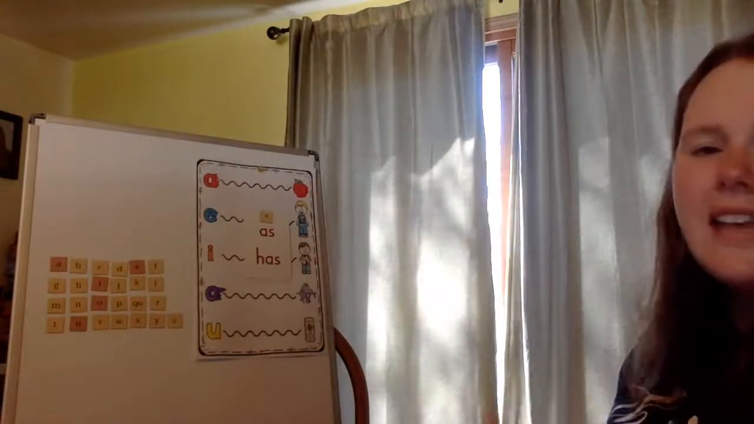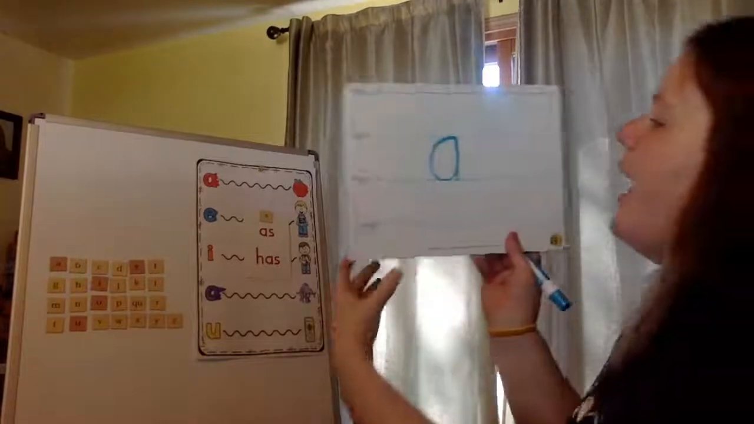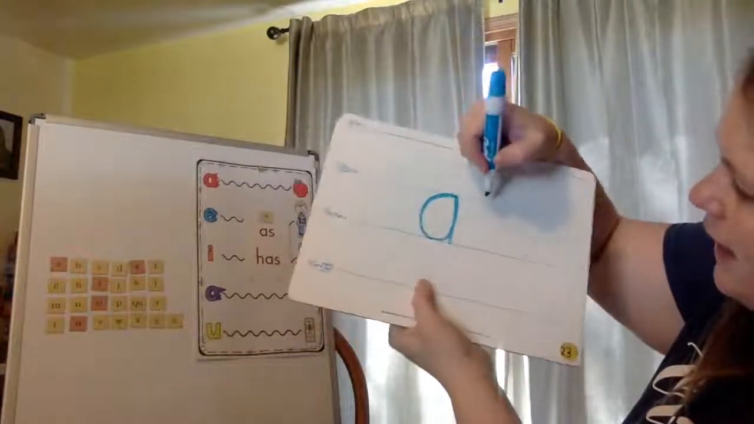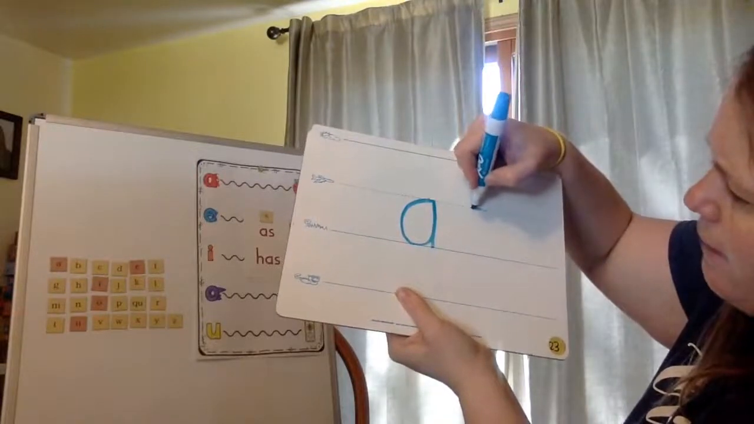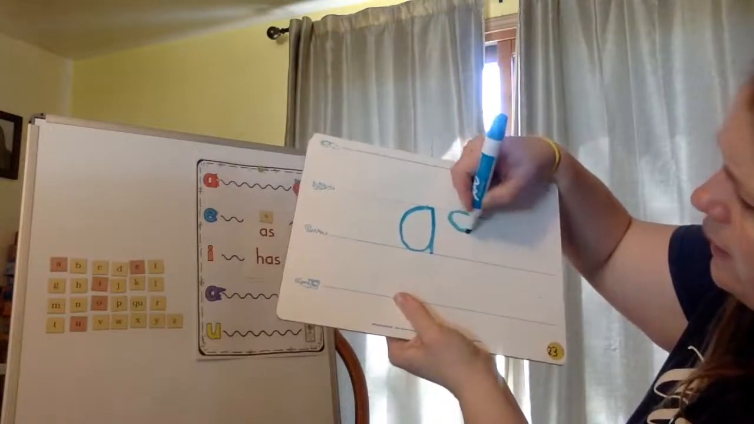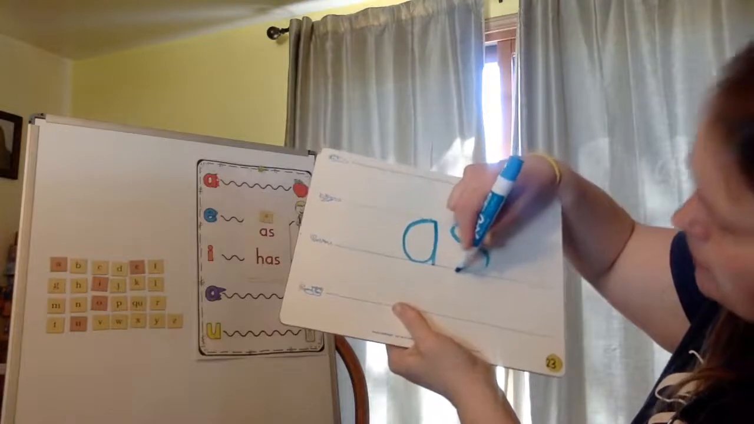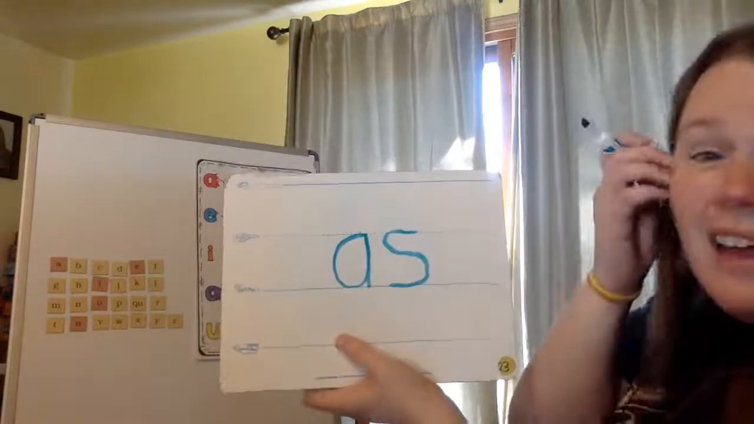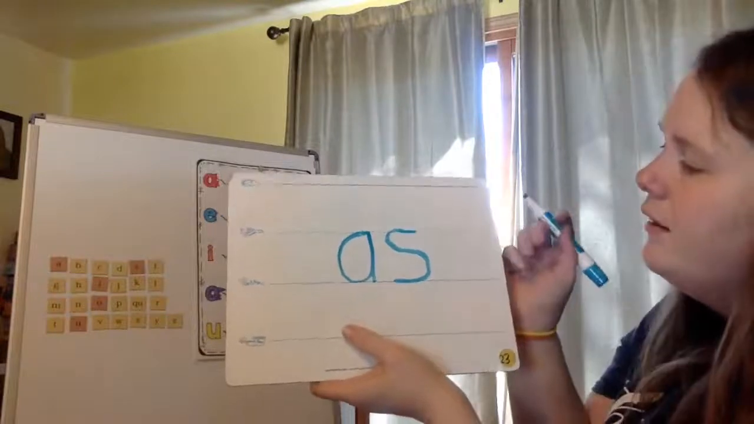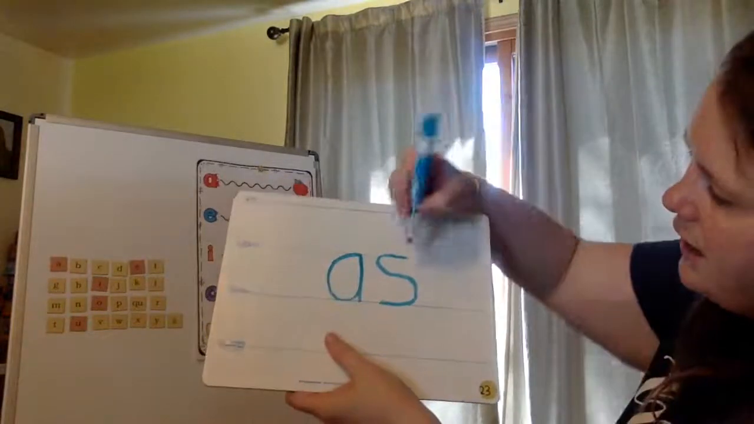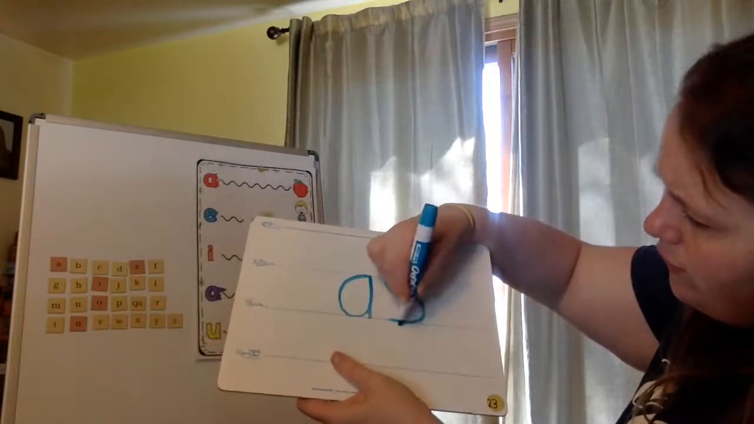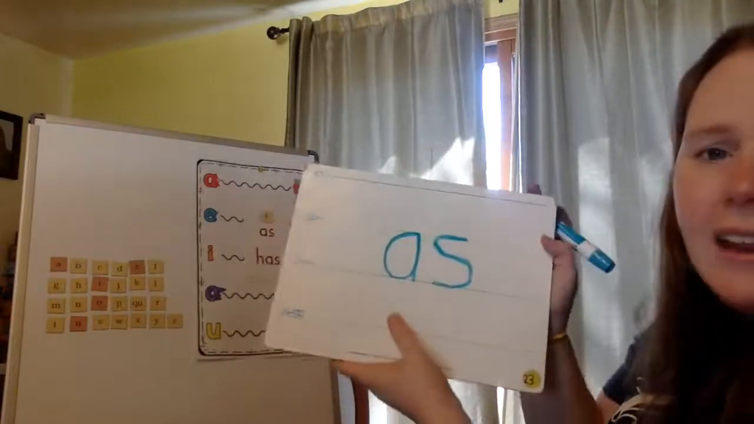Okay, let's add an S to that. S is a plain line letter. It starts on the plain line. Start to fly back. Curve in, curve out to the plain line. As. Okay, let's trace that S.